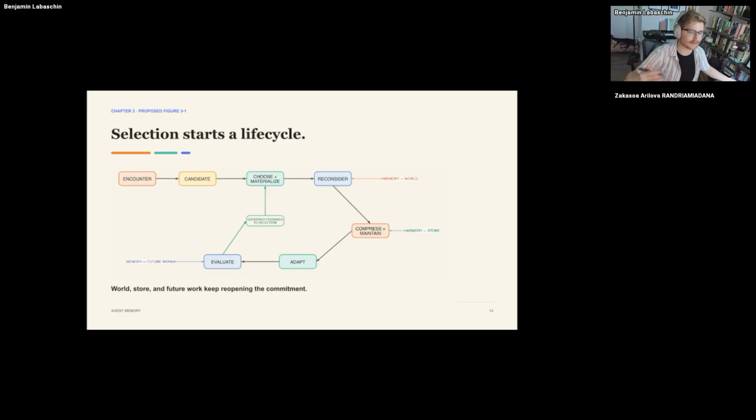And then, of course, there's the memory's relationship to future work. Will it be useful in the future? How will it be useful? What's the reasoning behind its usefulness? Where should it be stored, etc.